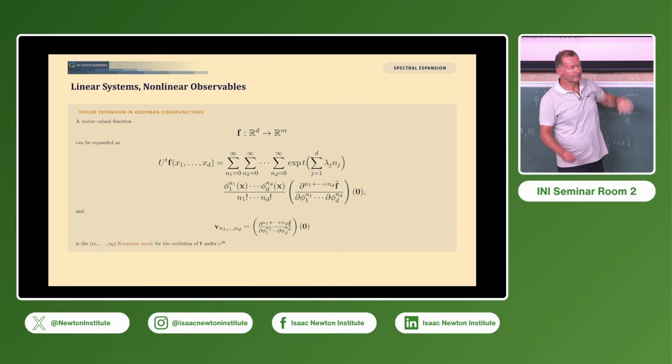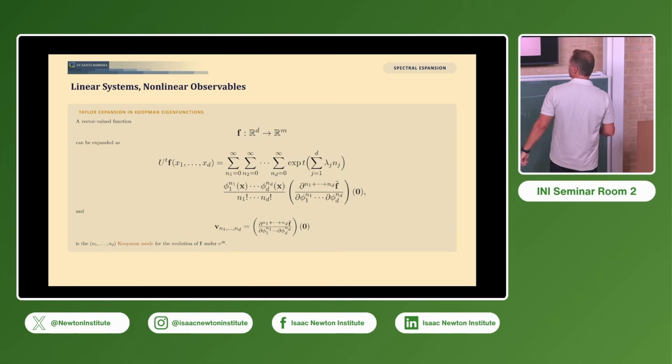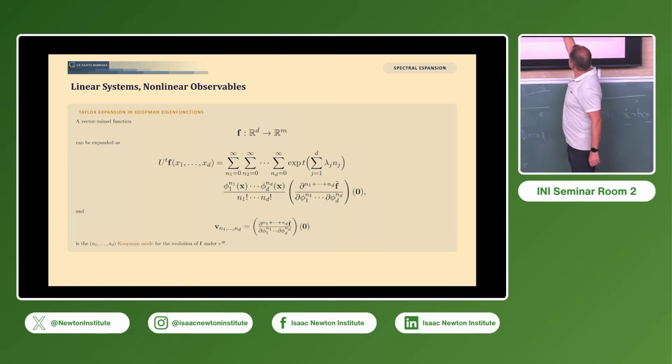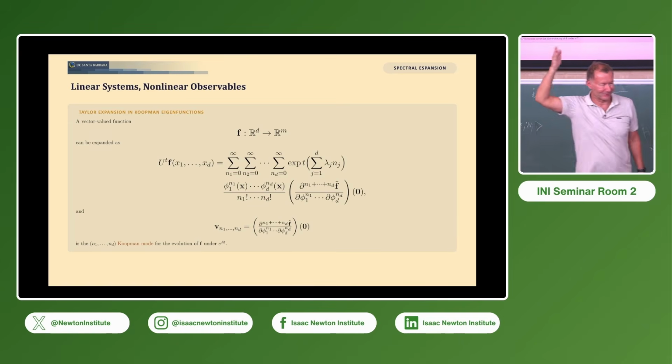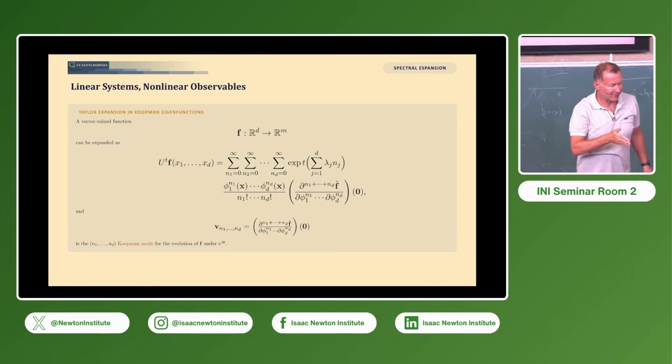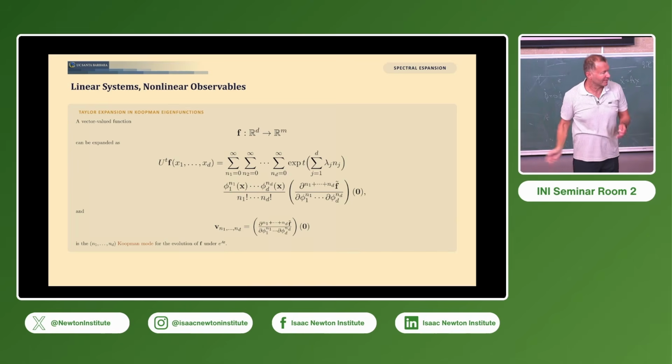So analytically, for this case of nonlinear observables on linear, you can actually get that particular expansion. This is interesting. It's just like Fourier series for nonlinear systems, right? You have omega, 2 omega, 3 omega, 4 omega, or if you have omega 1 and omega 2, n1 omega 1 plus n2 omega 2. This is the Koopman version of this. So you take your principal eigenvalues and you multiply them by positive integers, and you're going to get your eigenvalues.